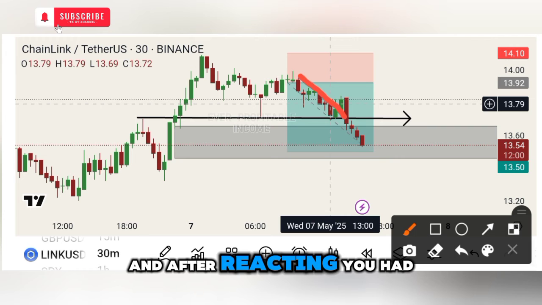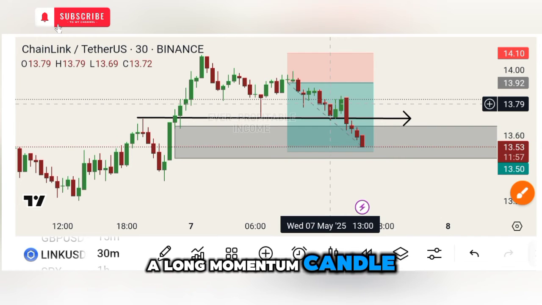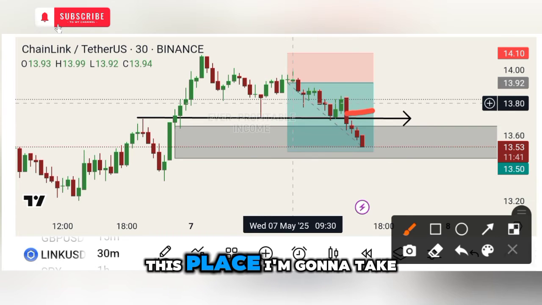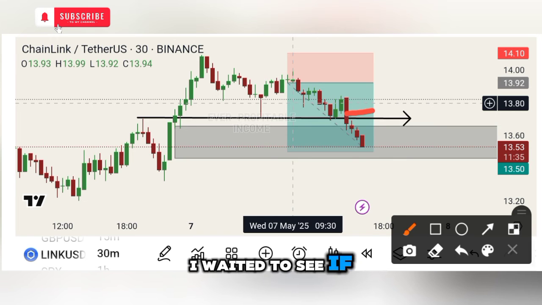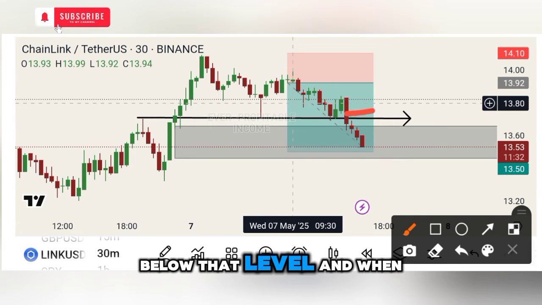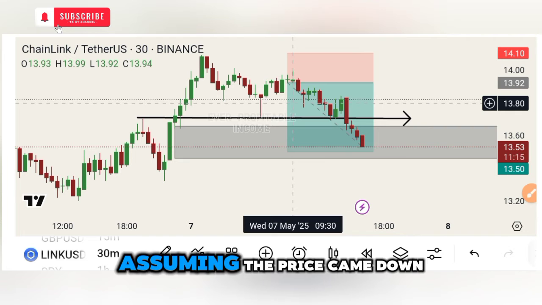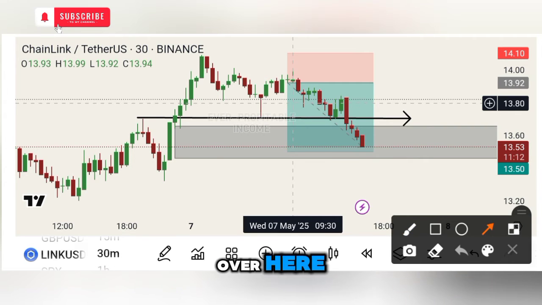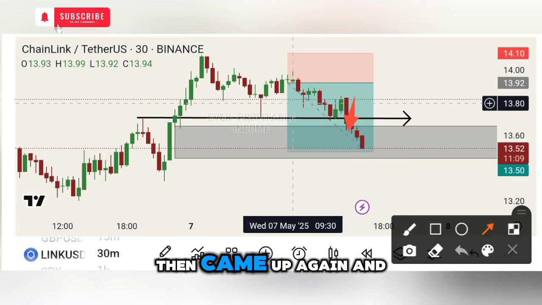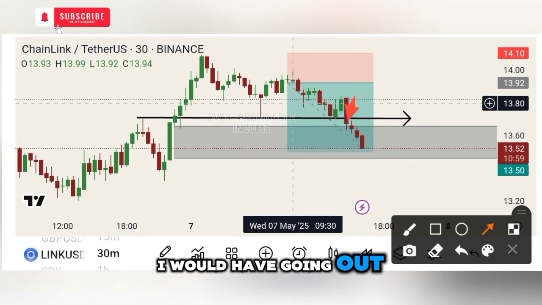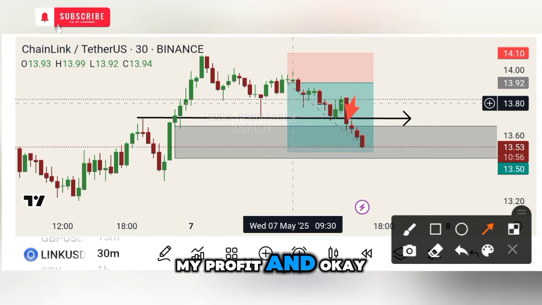After reacting, you had a long momentum candle breaking down to that level. I could have taken my profit at this breaker block level, but I waited to see if price was going to break down below it. When price closed below that level, it gave me assurance that price is still going to go down. Assuming it came up again and closed above the breaker block, I would have taken my profit and exited the market.